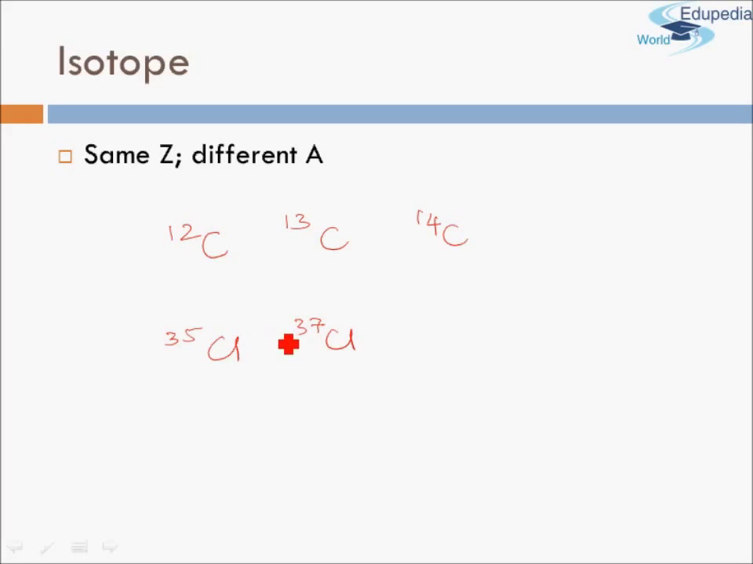So isotopes, just remember that they have the same number of protons but different number of neutrons, as a result of which they have the same atomic number but different mass number. Hence their weights are different, but their chemical properties are similar because they have the same number of electrons. This is quite an important term which you have to remember.